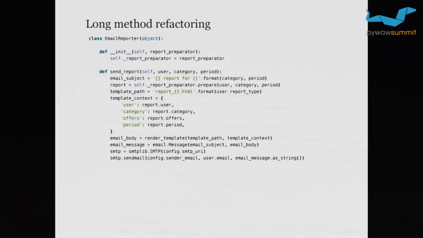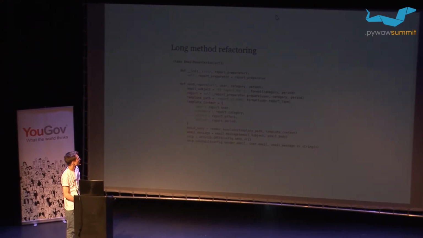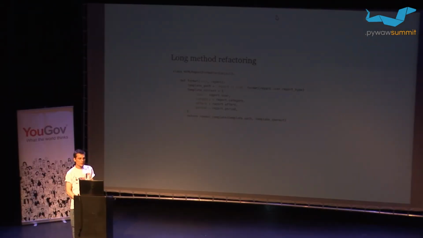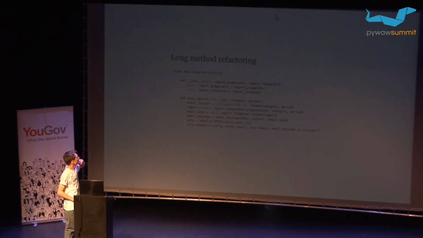Okay, so now we have this report preparator. This method for sending reports is a little bit smaller, but there's still too much happening here. So let's extract a class for formatting the report. We have HTML report formatter. It has a simple interface. It has a method called format, and it accepts the report argument, right? So we no longer have the 3 different arguments in 2 different classes. We just have this report object. And it is responsible just for rendering an HTML template. And now if you'd like to change the way we format reports, we just change this class. Or we can have, for example, a PDF report formatter and use it instead.